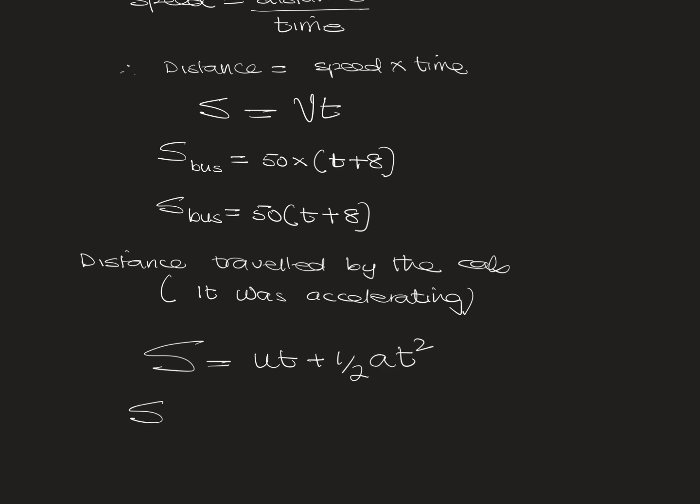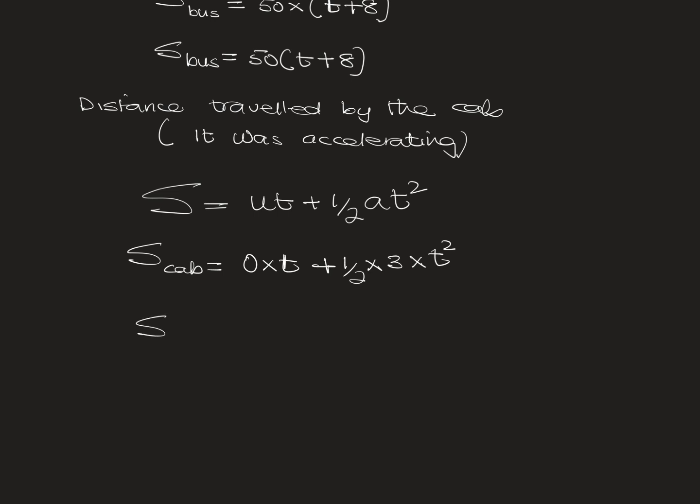So the distance traveled by the cab is equal to, the initial velocity will be 0 since it started moving from rest, multiplied by the time is t, we've said that, plus half multiplied by the acceleration is 3, multiplied by the time, we don't know, it will be t squared. So the distance traveled by the cab is equal to 0 times t is 0, plus half of 3 is 1.5, so that is going to be 1.5 t squared.